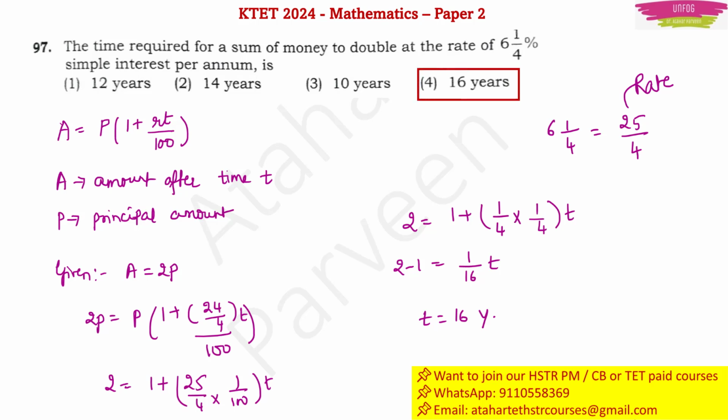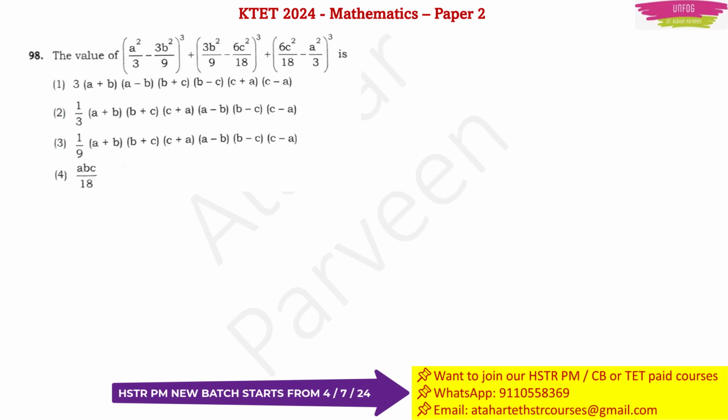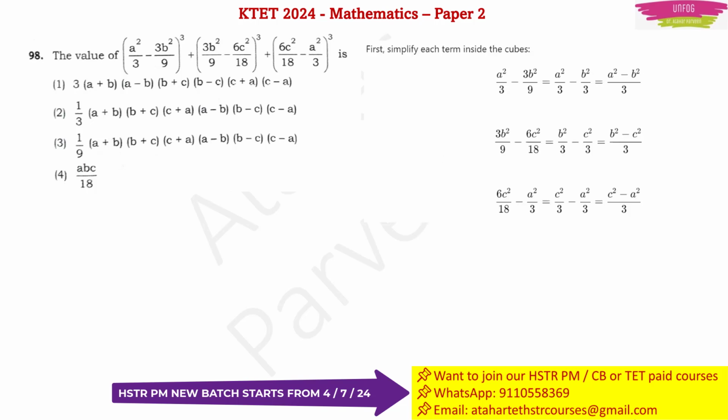Now I will rate this question as a tough question because many aspirants will not know this direct formula. The next question: the value of (a square minus b square by 3) whole cube plus (b square minus c square by 3) whole cube plus (c square minus a square by 3) whole cube. This is also a little bit of a tough question. First, you have to simplify each term inside the cubes. Once you simplify, you will get a simple expression like a square minus b square by 3, b square minus c square by 3, c square minus a square by 3. Then you have to add it up.